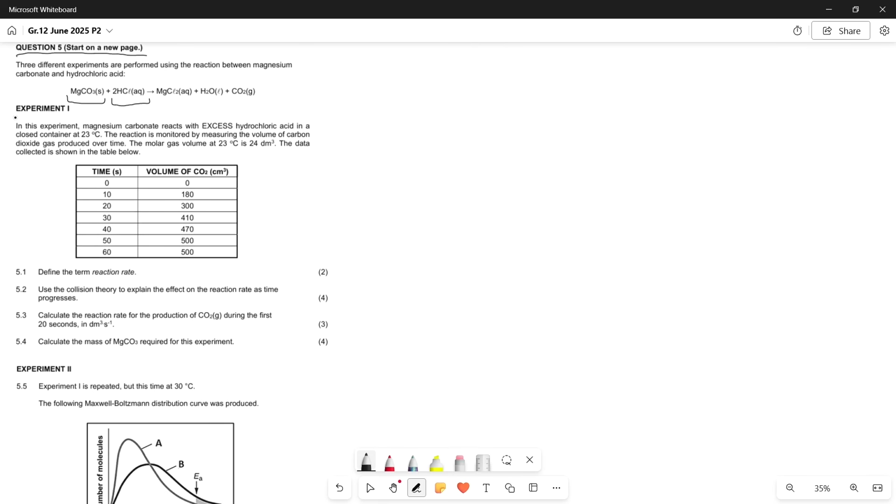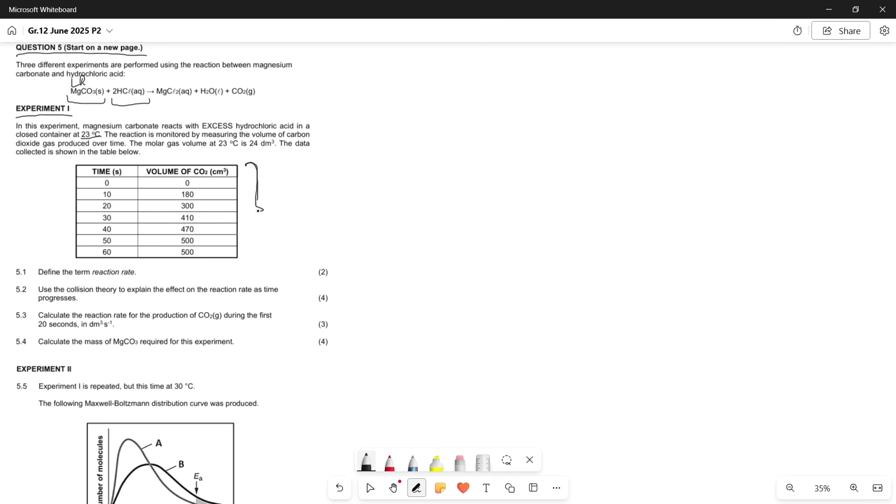So experiment 1 over here says in this experiment, magnesium carbonate, this guy over here, reacts with excess hydrochloric acid. So it means our MgCO3 is our limiting reagent, our LR over there, which means it runs out first, which means there's HCl left over. In a closed container at 23 degrees Celsius. Important. The reaction is monitored by measuring the volume of carbon dioxide gas produced over time.